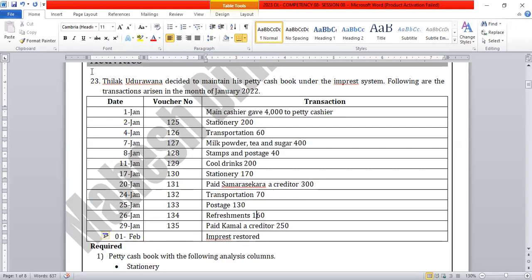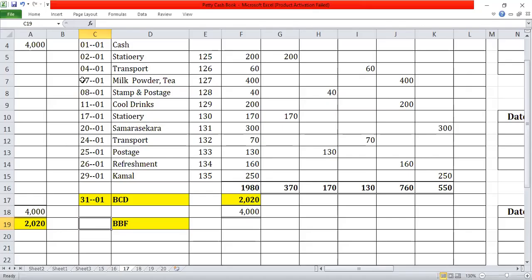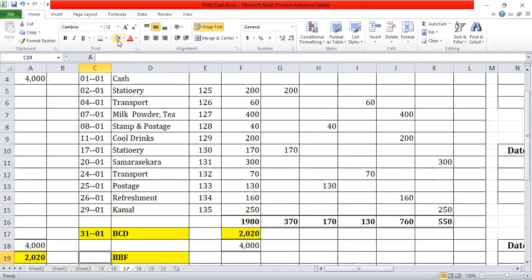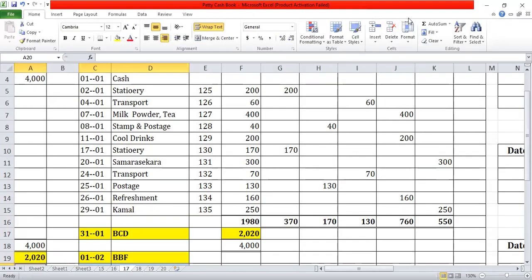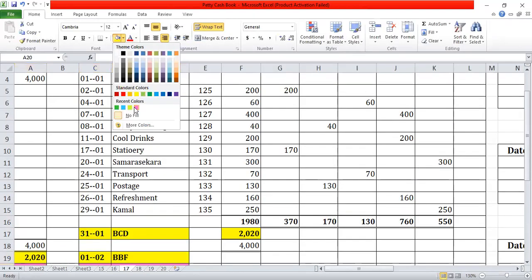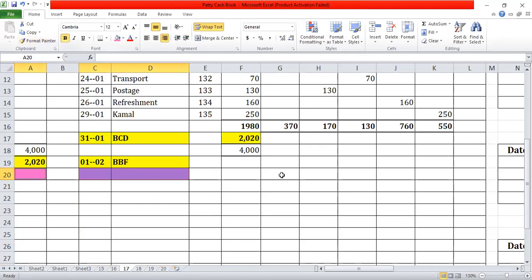Okay, good. Now, on 1st of February, normally because the petty cash is restored in the beginning of every month, 1st of February balance brought forward is 2,020. But I have to restore the imprest. Okay, so I think everyone is listening to me. I have to restore the imprest.